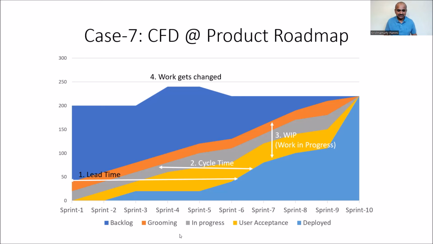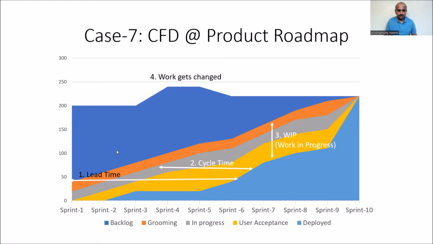For example, if you see here, I've changed the naming convention. The thick green is backlog. Wherever the grooming is happening is in amber. The gray line is in progress, that means your development and QA. And then the yellow line is user acceptance testing. And the thick light blue line here is deployed.